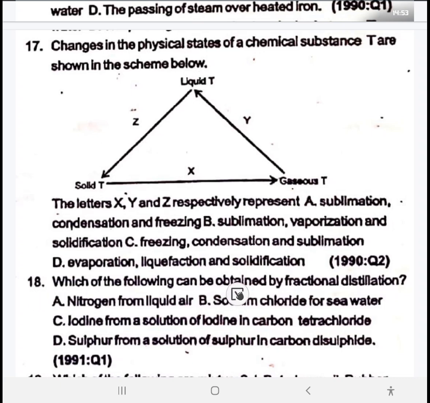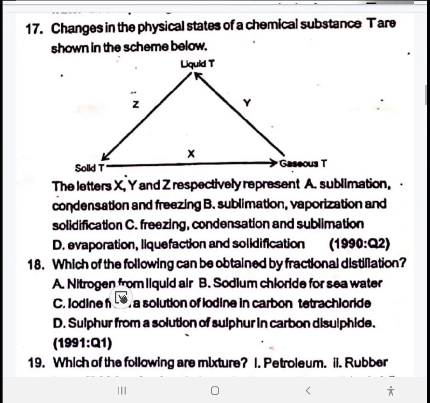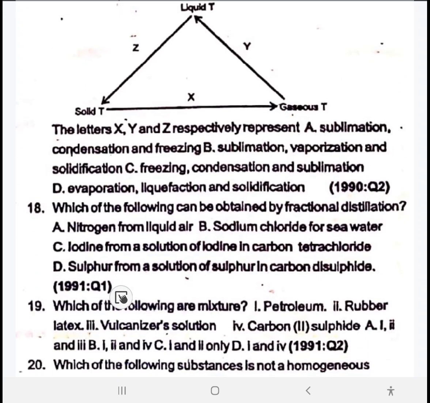18. Which of the following can be obtained by fractional distillation? Option A, nitrogen from liquid air. Please note that the industrial production of nitrogen and oxygen from air is done by fractional distillation.